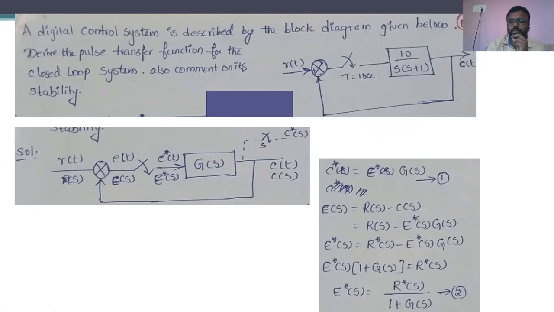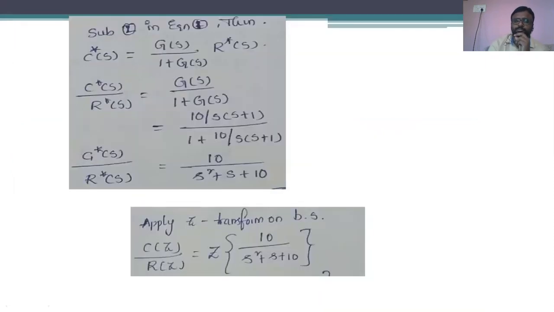So for these kind of problems, what is the expression for the pulse transfer function? It is nothing but Z transformation of G of S divided by 1 plus G of S. After that we apply the Z transformation for this. Why? Because the Z transform is applied only for G of S. Why? Because there is no zero order hold circuit for this.